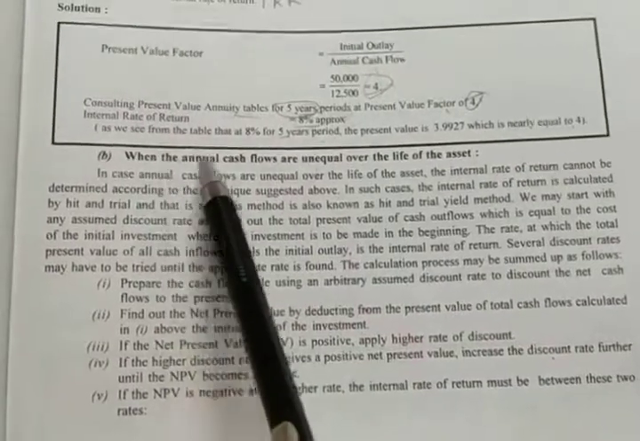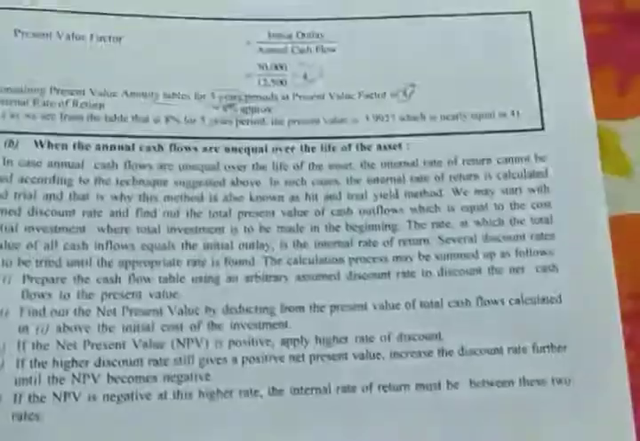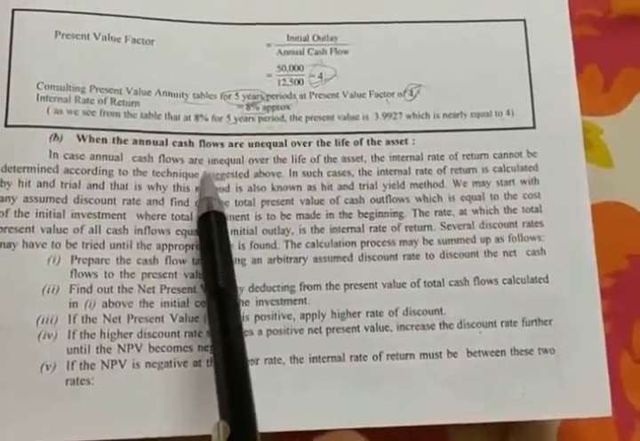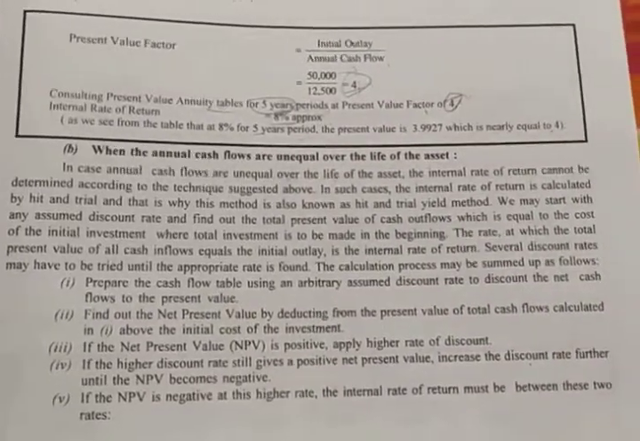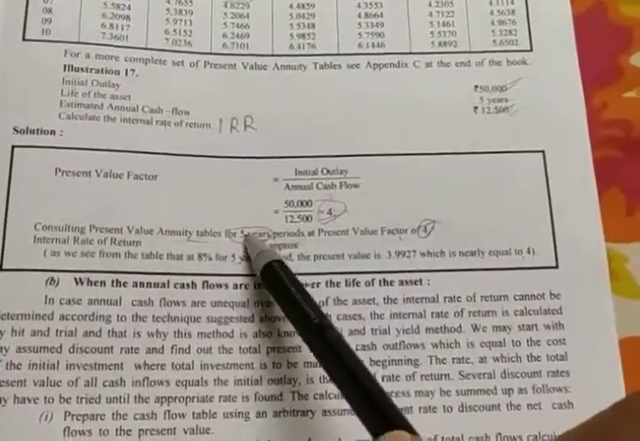The next case is when the annual cash flows are unequal over the life of the asset. When the annual cash flows are unequal, we can't find the IRR the way we did in this one, that is 8%.